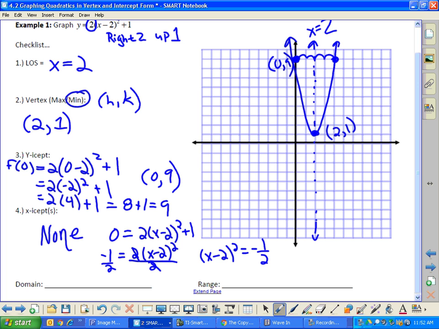Uh-oh, look what happens. You see what happens? Yeah, you have an imaginary solution. X in this case would be plus or minus i root 2 over 2. That's a complex solution. You're not going to graph that on the real number line. So this wouldn't have any x-intercepts.